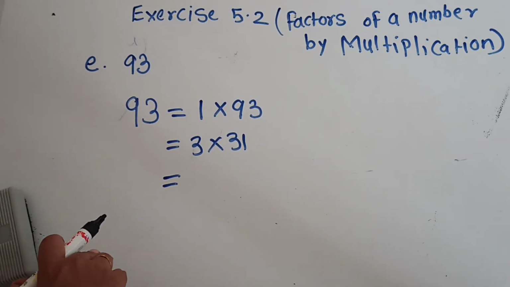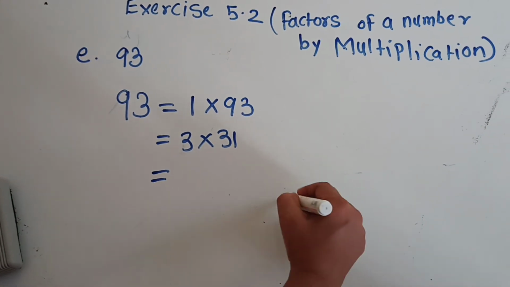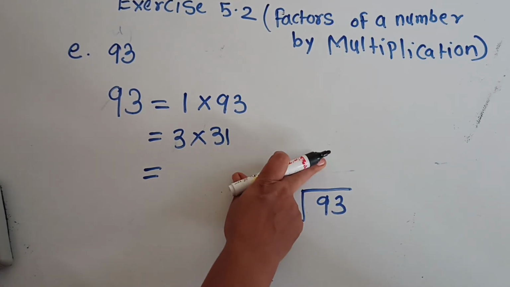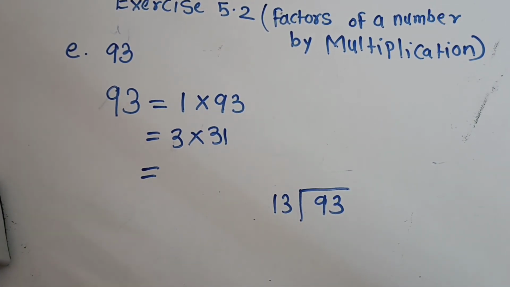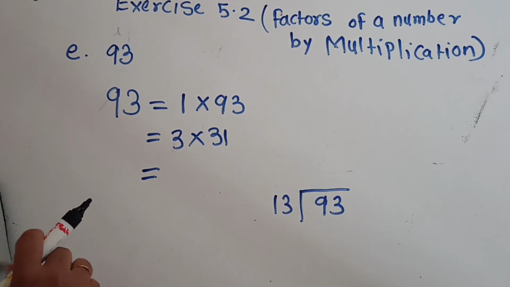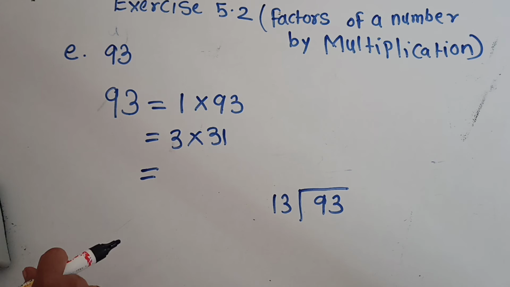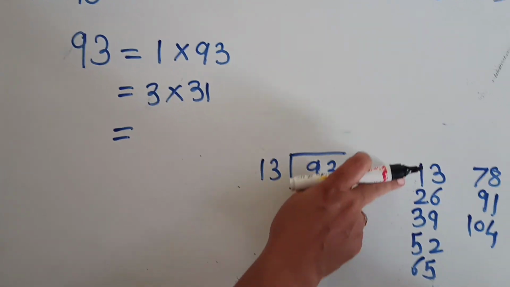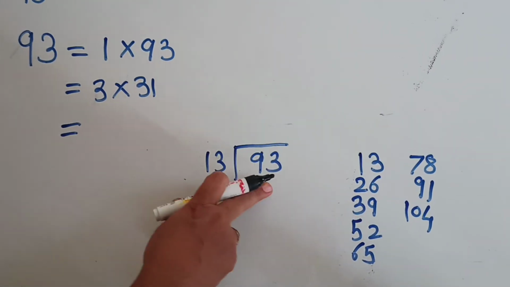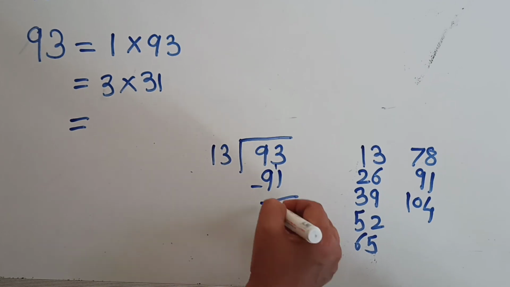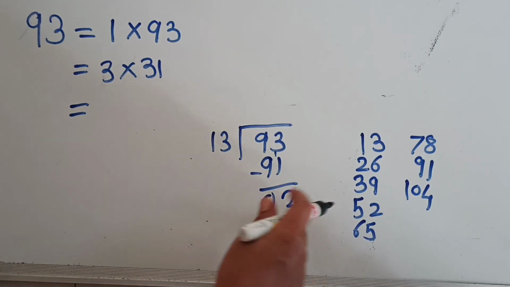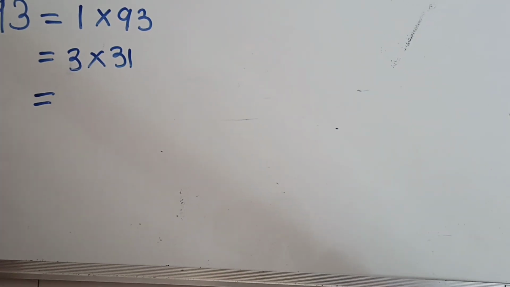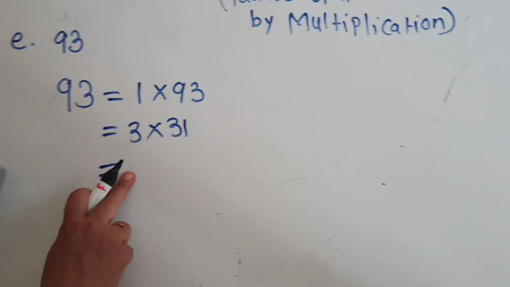13, let's see. 93, 13 1s are 13, 13 2s are 26, 13 3s are 39, 13 4s are 52, 13 5s are 65, 13 7s are 91. So 9 minus 9, 0, 3 minus 1, 2. 2 remaining. So 13 is also not a factor of 93. Then 14, no. 15, no.